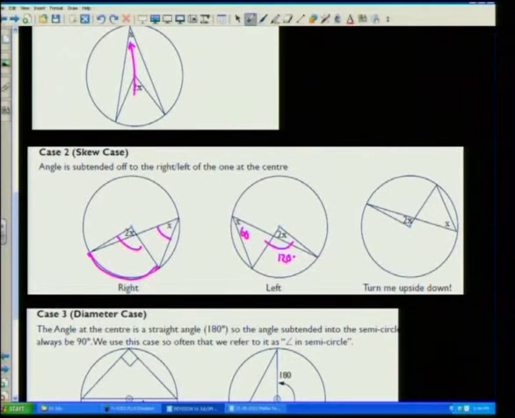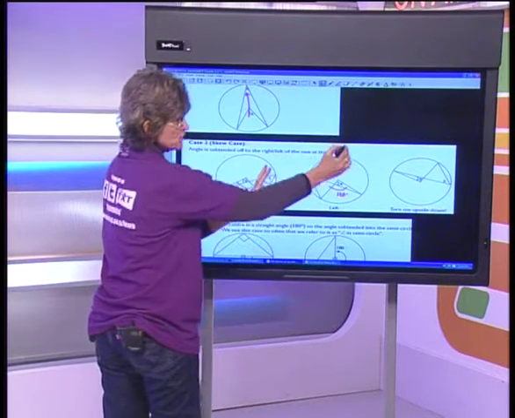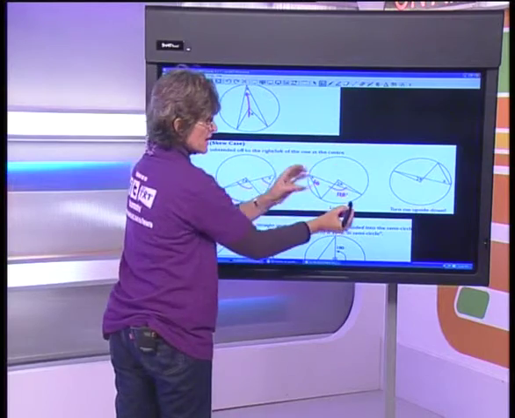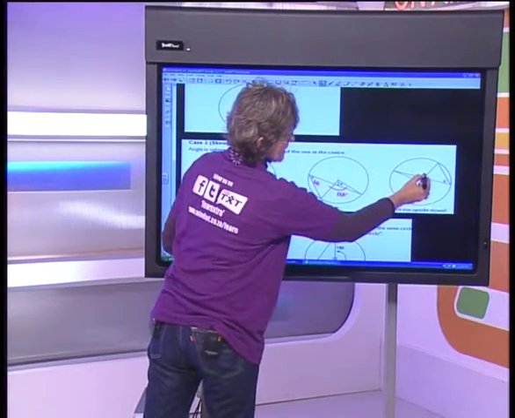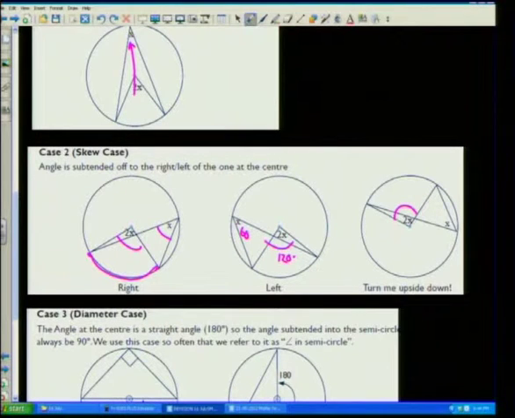Also, here they tend to be a bit sneaky. They tend to turn the picture upside down. Well, so what? If I turn this back again, can you see again that this is the angle subtended to the center, and that one there is the one they're talking about at the circumference.